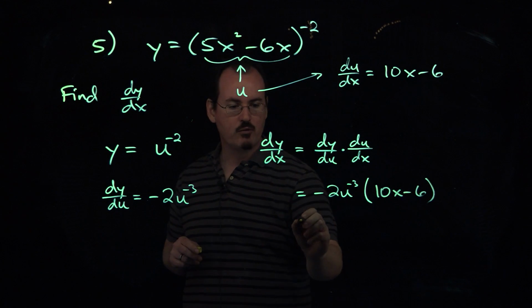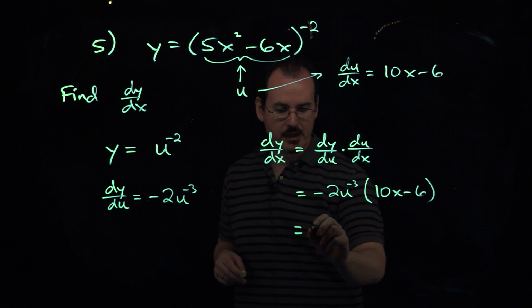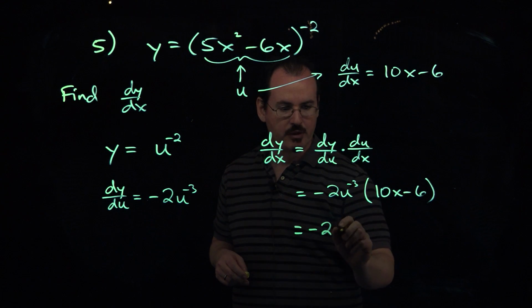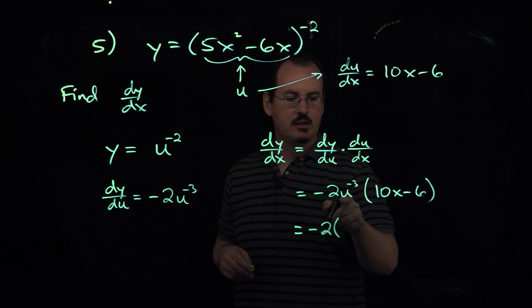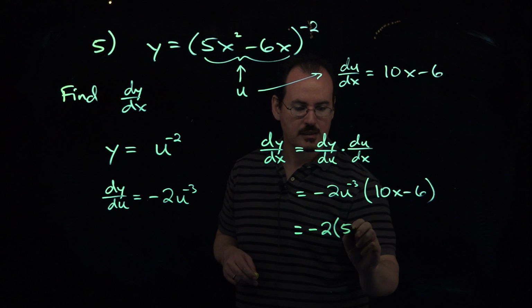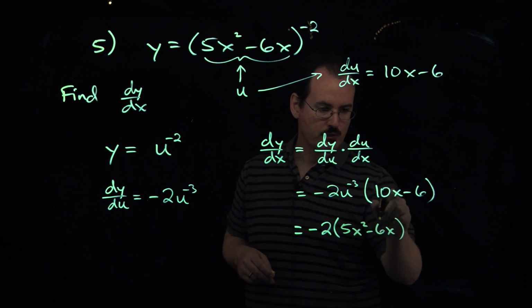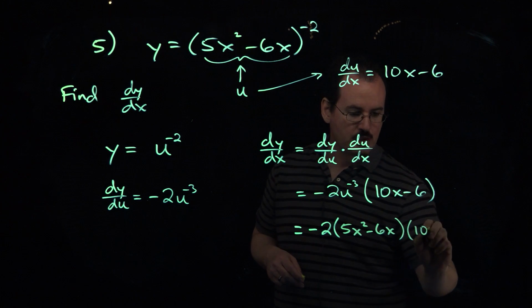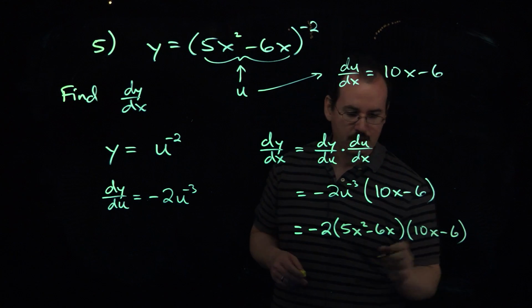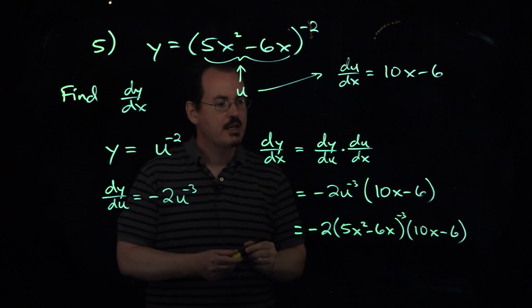Now, of course, we want this to be all in terms of x, so I don't really want to have that written as u anymore. So I'm going to write this as negative 2 times u, which was, again, 5x squared minus 6x. And then, of course, I still have this part here. Oh, I'm forgetting my minus 3 power there. Notice kind of what's happening here.